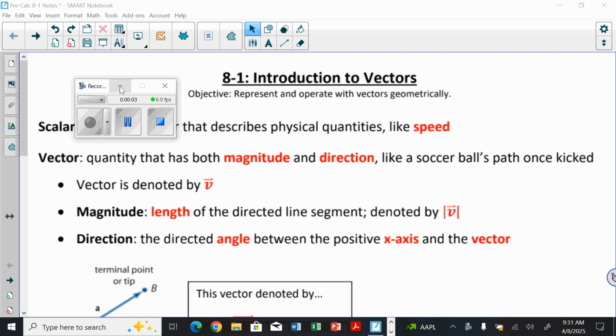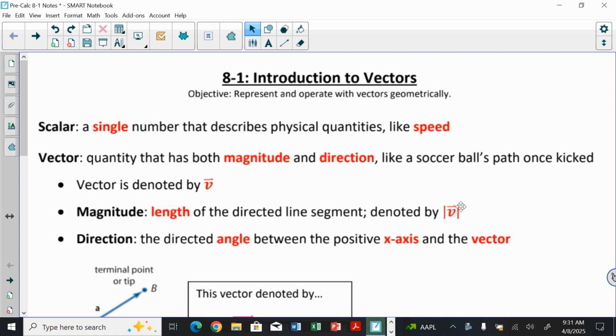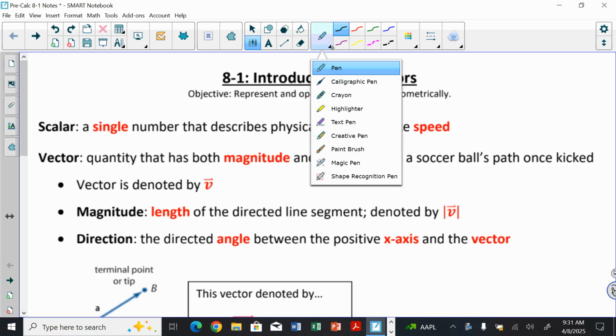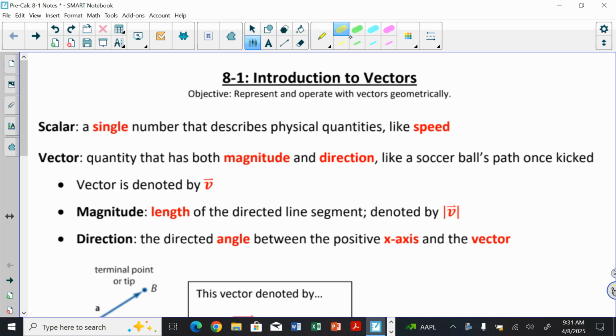Okay, pre-calculus. We are heading into the world of vectors. So, introduction to vectors, and we're just going to talk about them. We'll represent and operate on them geometrically. There's a lot of terminology here, and then we'll have some examples, but we'll try to get through it.